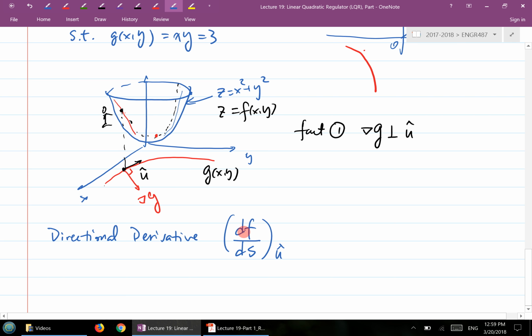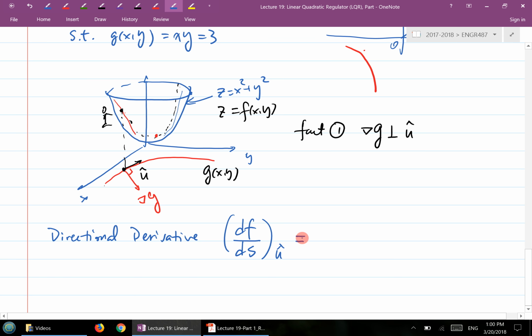If you take a derivative df over dx, what's the meaning? The rate of change of f with respect to what? To the change in x, right? Here it basically means the rate of change of the function f when you're moving in the direction u hat by how much? By a ds of displacement. Right? That's the directional derivative concept.